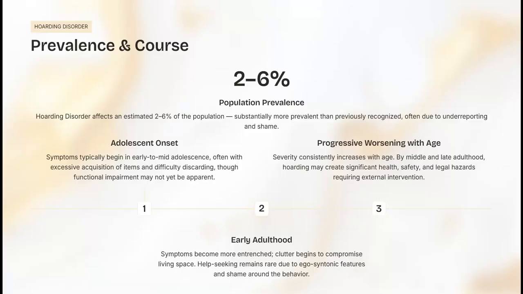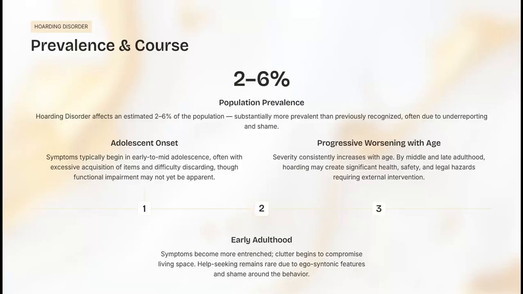So prevalence, of course, it affects about 2 to 6% of the population, more prevalent than we really thought. A lot of times it's underreported. If a patient is coming in to see you in the clinic, you're probably not going to know about this. But if you're doing telehealth and they can't let you see their background and it's all blurred out, but you see stacks of stuff behind them, then you can bring this to light and start talking to them about it.